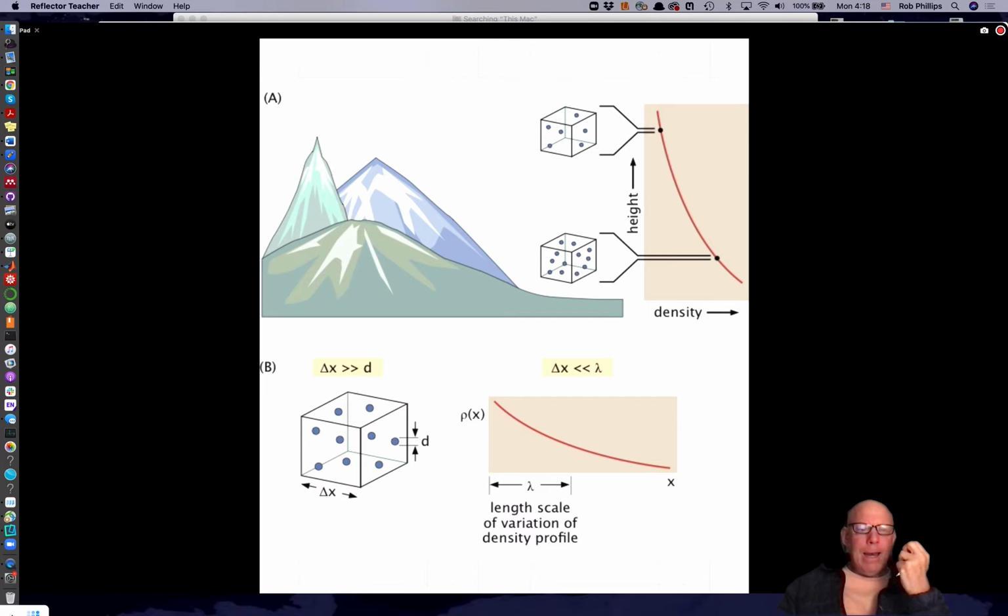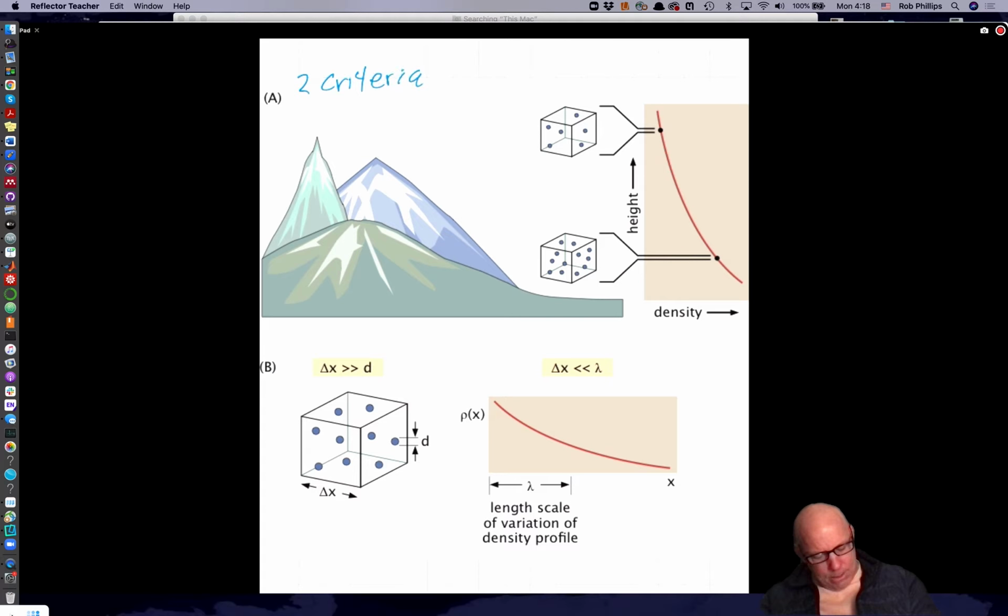And there's a pat answer to this question. The reason I say pat answer is because, in fact, it appears that the continuum approach works at smaller scales than one might imagine. So there's two criteria here, and I want to focus on both of them. Criterion number one is that the box should be large relative to molecules.